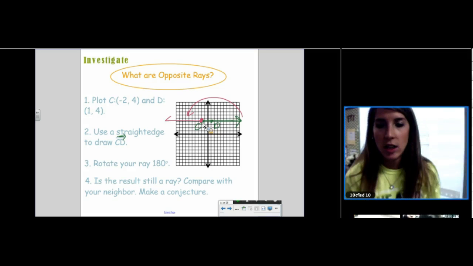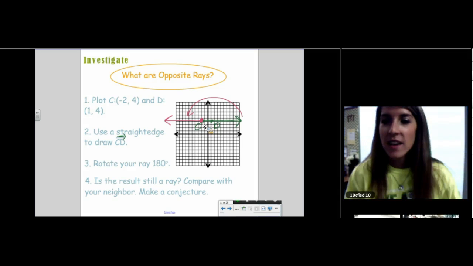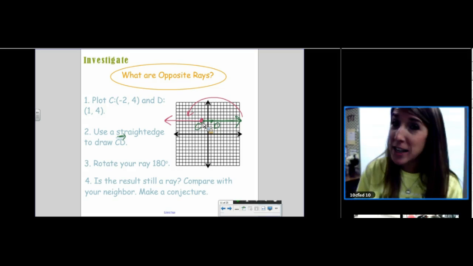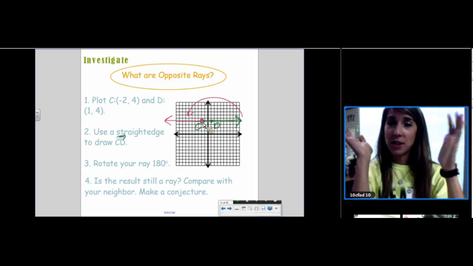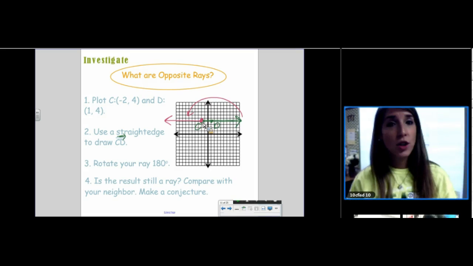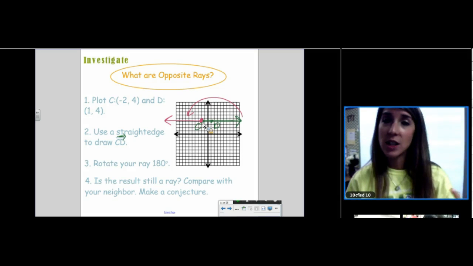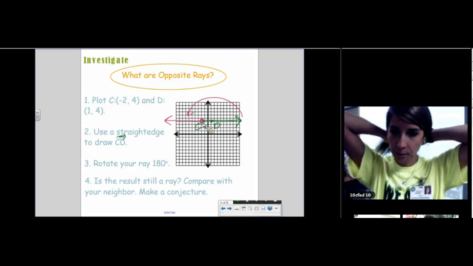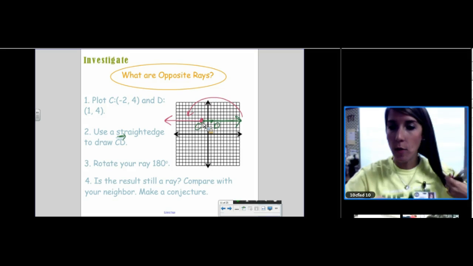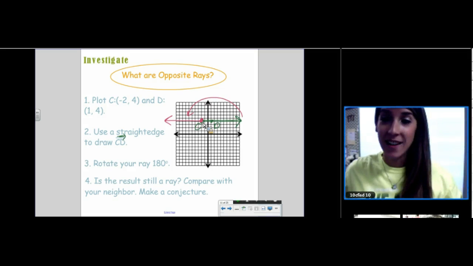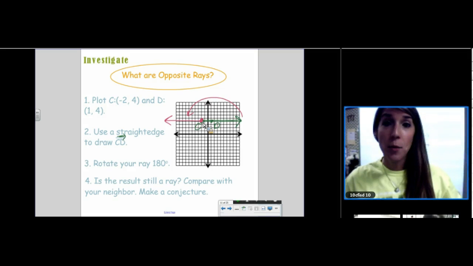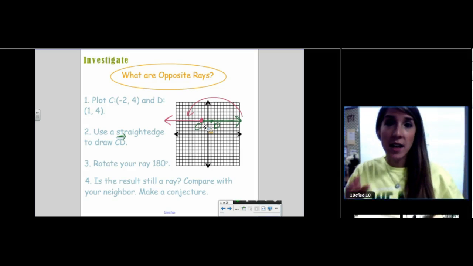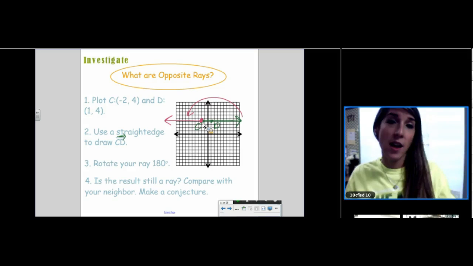Is the result still a ray? Yeah. It's going in an opposite direction. Very good. Make a conjecture. So if I rotate a ray, whether I rotate it clockwise or counterclockwise, 180 degrees, then I'm going to get a ray that's going in the opposite direction. What else happened with the pink ray and the green ray? What do they form? Yes, they do, Neil. Yes, they have the same endpoint. It forms a line. So that's a conjecture. If I rotate a ray 180 degrees, the result is a complete line because one is going to the left and one is going to the right, and so they go on forever.